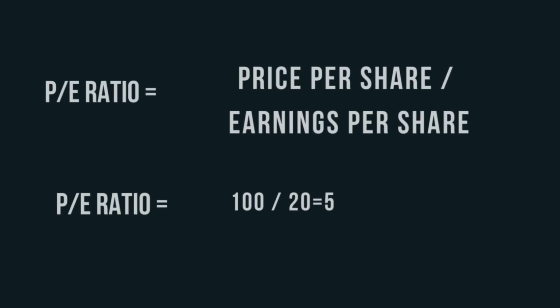Let's take an example. If a company's price per share is rupees 100 and its earnings per share is rupees 20, then its PE multiple will be 100 divided by 20, that is 5. That means कि आप उस कंपनी के 1 रुपये अर्निंग के लिए उसका 5 टाइम्स यानी कि 5 गुना ज़्यादा देने के लिए तैयार हो. Now let's understand how this ratio helps us in investing.